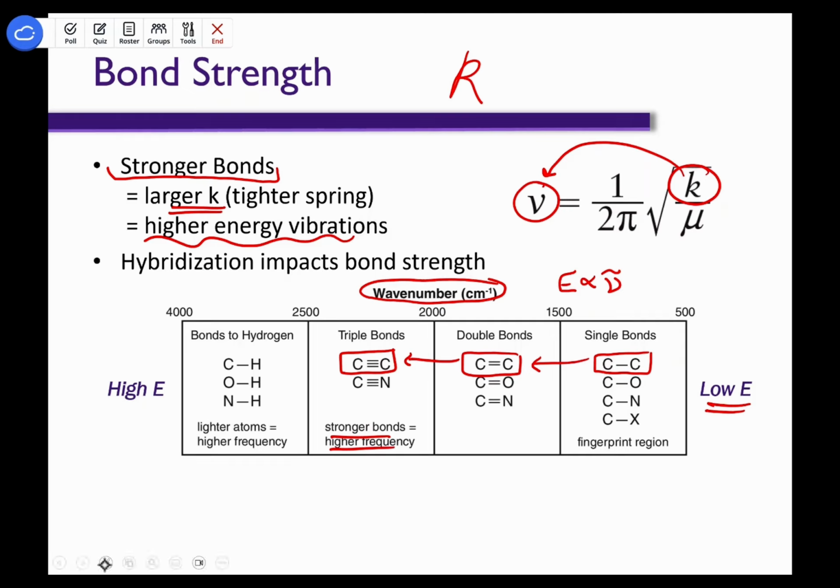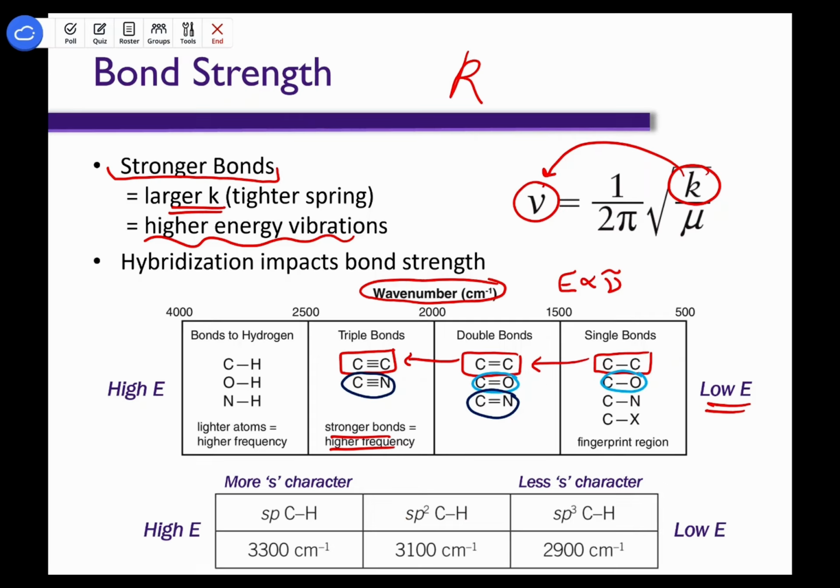We can see additional patterns in this table here. Carbon-oxygen single bond to carbon-oxygen double bond: the stronger bonds absorb at higher energies. Carbon-nitrogen double to carbon-nitrogen triple: again, the stronger bond absorbs light at higher energy. The pattern we need to know.